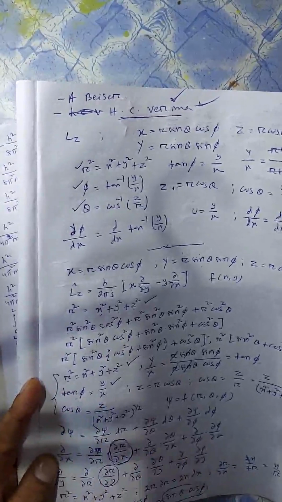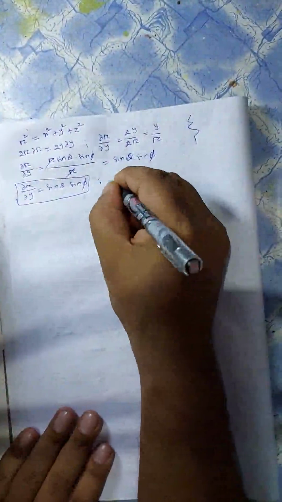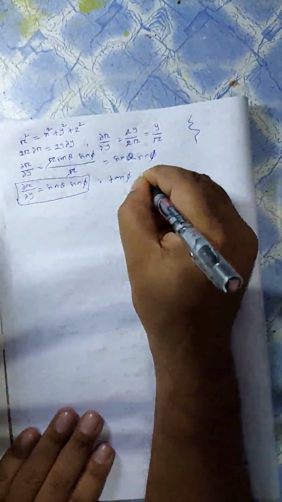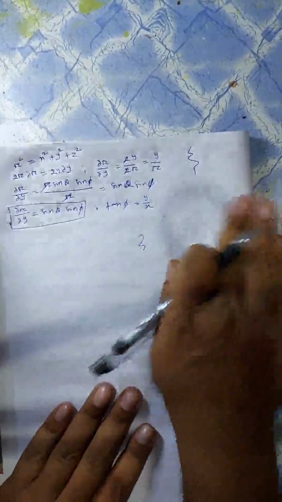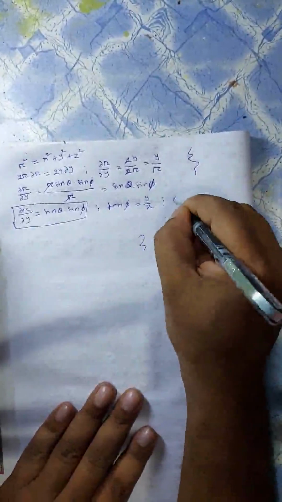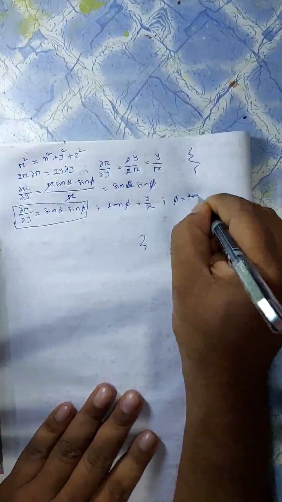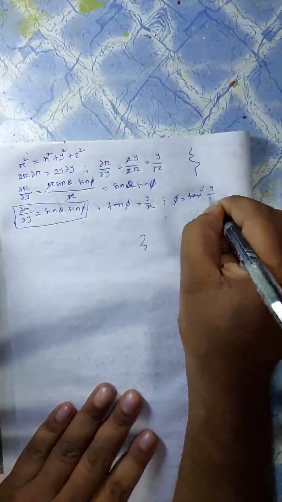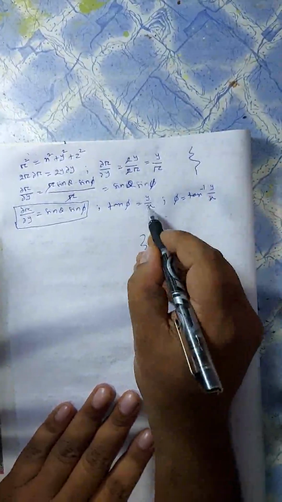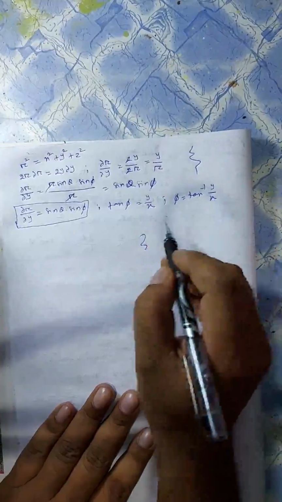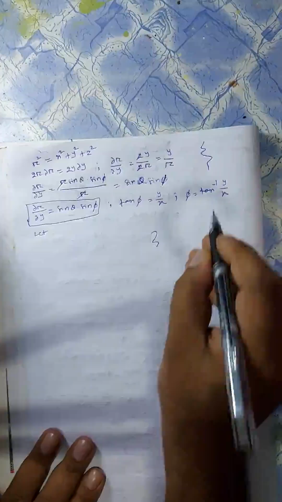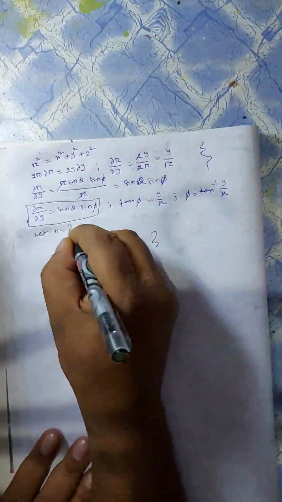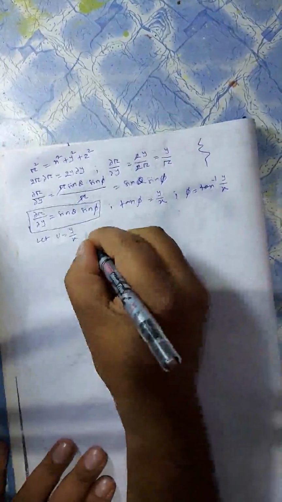tan φ is equal to y by x. Then φ is equal to what? tan inverse y by x. Okay, tan φ is equal to y by x, so φ is equal to tan inverse y by x. Let u be equal to y by x. Then φ is equal to what?